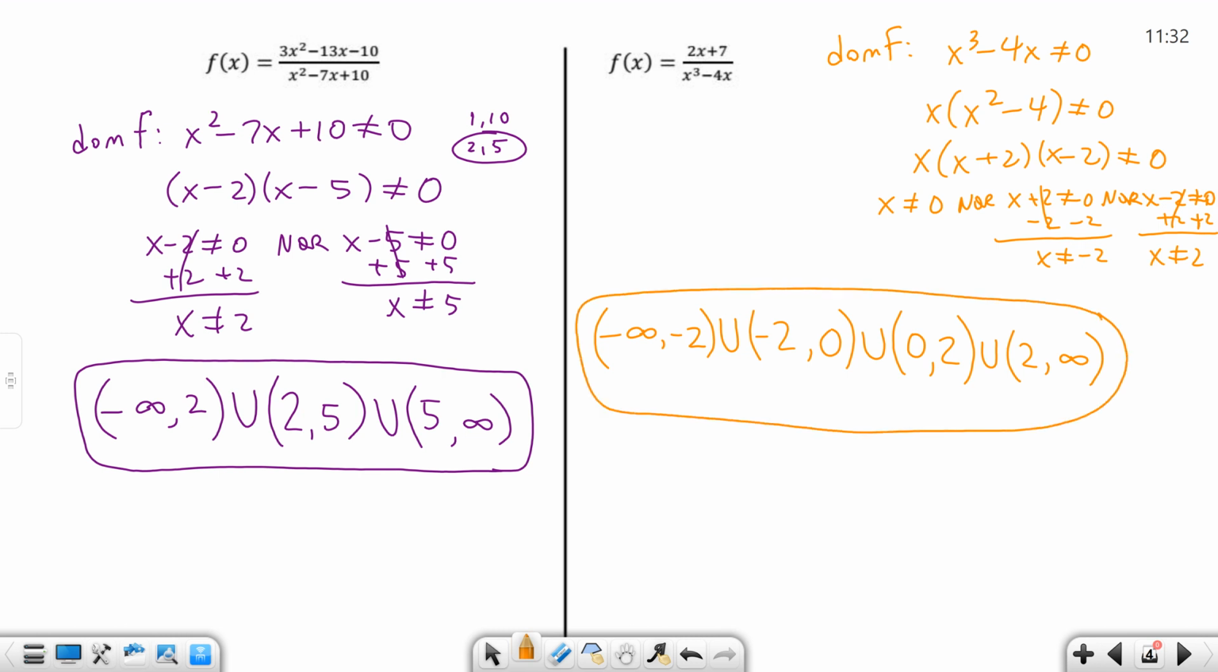I have 4 intervals. I left out 3 numbers there. So this was the domain of rational functions. Hope that helped you out there.